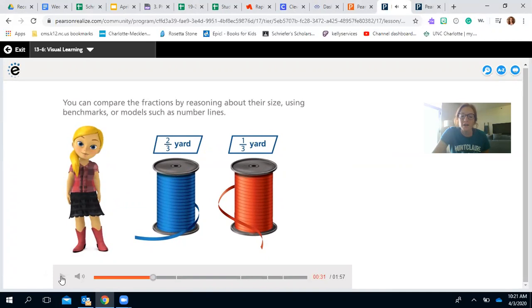Remember, the numerator is the number on top. That represents the number of parts that you are referring to. The denominator is the number on the bottom, and the denominator tells us how many equal parts make up one whole.